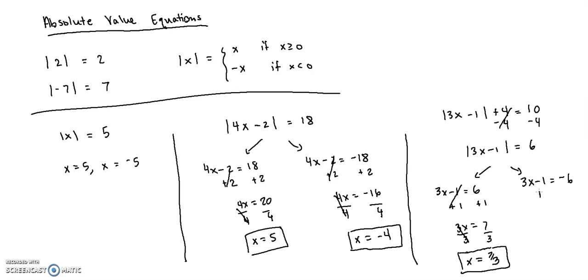And then solving this one, we're going to add 1 to both sides. And we're going to get 3x is negative 5. Divide by 3. And we get x is equal to negative 5/3.